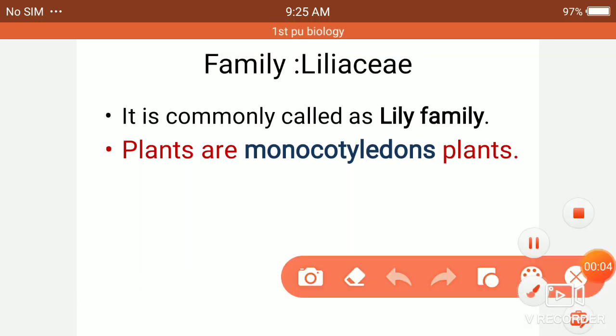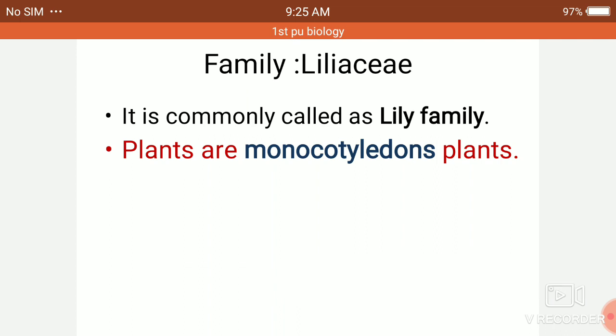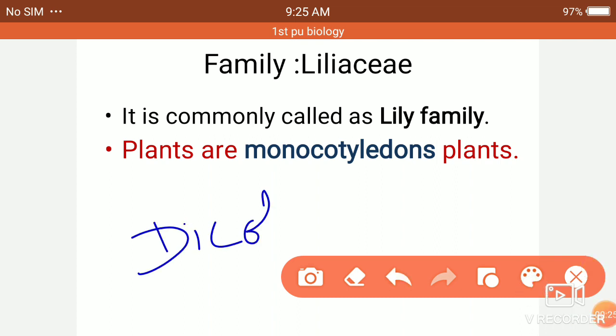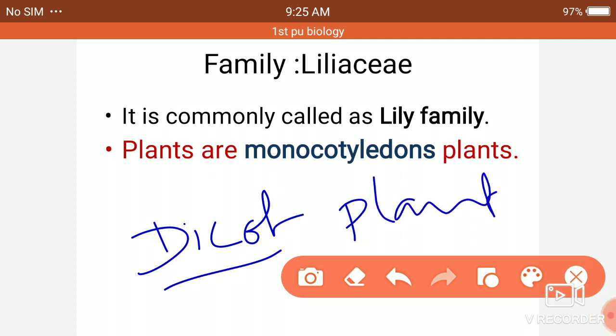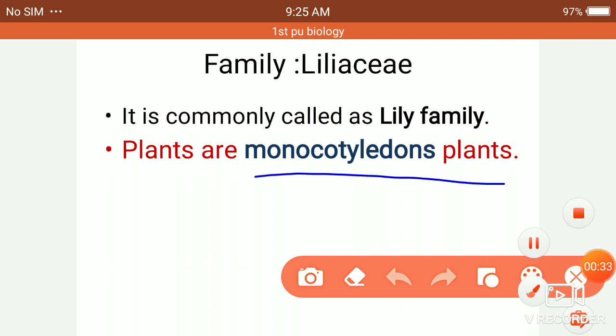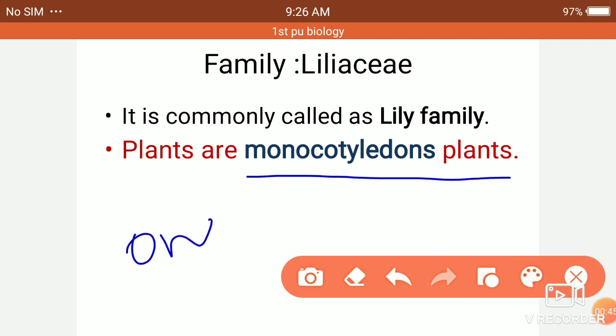Hello students, let's start with the topic that is family Liliaceae. As we have studied in the previous family, the family Solanaceae, the plants were dicot plants. In this family, the plants we will consider as monocotyledon plants. And we know the meaning of monocotyledon plants: the plants which have only one cotyledon.